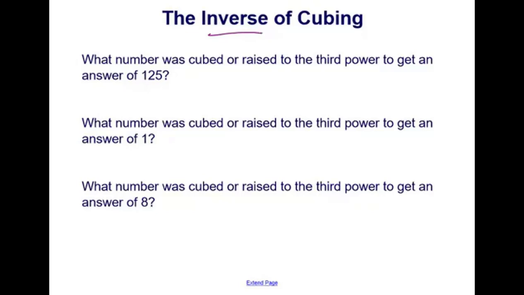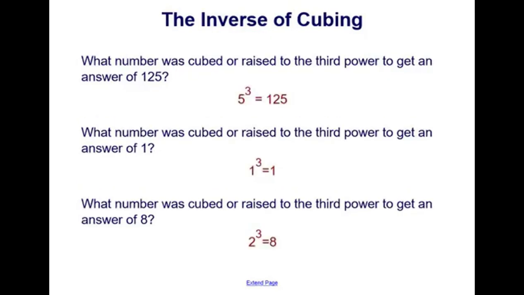If we look back at our chart, we can find our answers. So because 5 cubed is equal to 125, the answer of what number was cubed or raised to the third power to get an answer of 125 is 5. Because 1 to the third equals 1, the number we're cubing to get an answer of 1 is 1. 1 to the third, or 1 cubed, is equal to 1. And since 2 to the third, or 2 cubed, equals 8, the number that was cubed or raised to the third power to get 8 is 2.